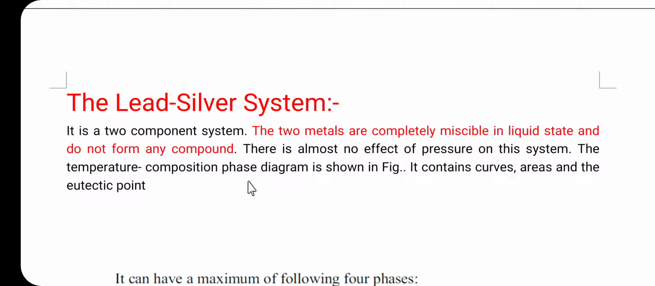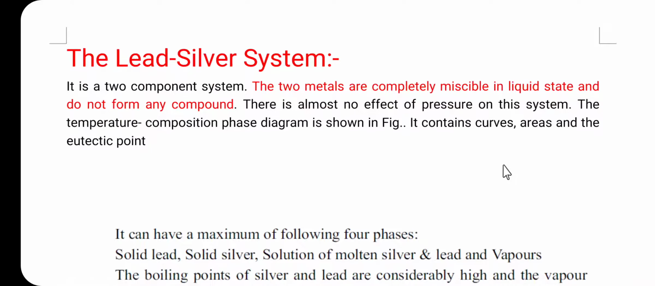The temperature composition phase diagram is shown in the figure. It contains curves, areas and the eutectic point. That means the phase diagram is constructed by plotting temperature versus composition. Here the pressure is not considered, and such a diagram contains curves, areas and the eutectic point.